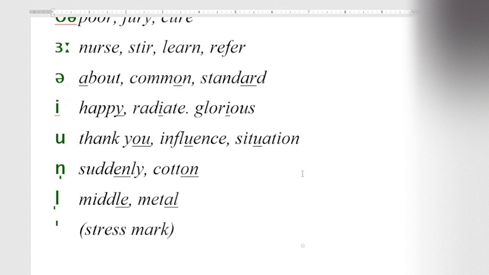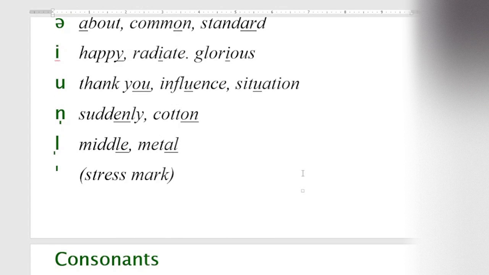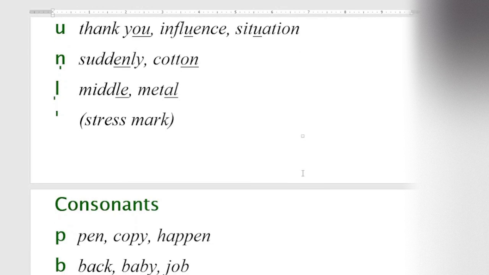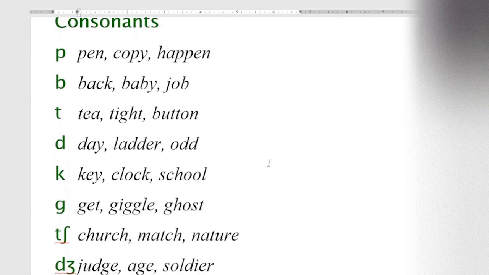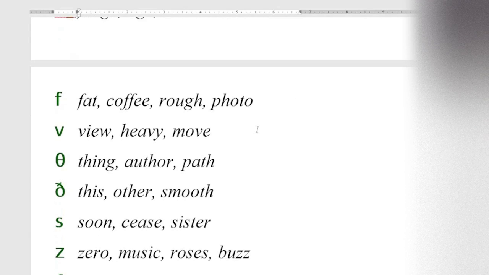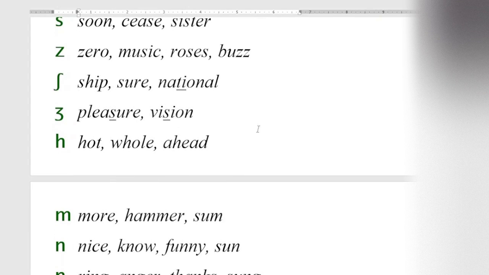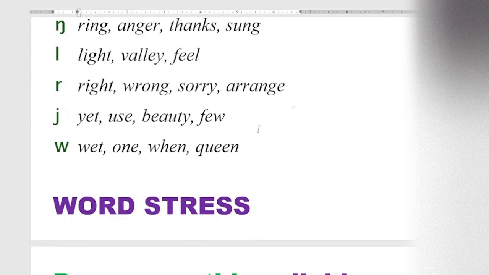Then about, common, standard, happy, radiate, glorious, thank you, influence, situation, suddenly, cotton, middle, metal, and this one is the stress mark. I think we don't have to speak much about consonant phonemes: p, b, t, d, k, g, ch, j, f, v, s, z, sh, zh, h, m, n, ng, l, r, y, w.